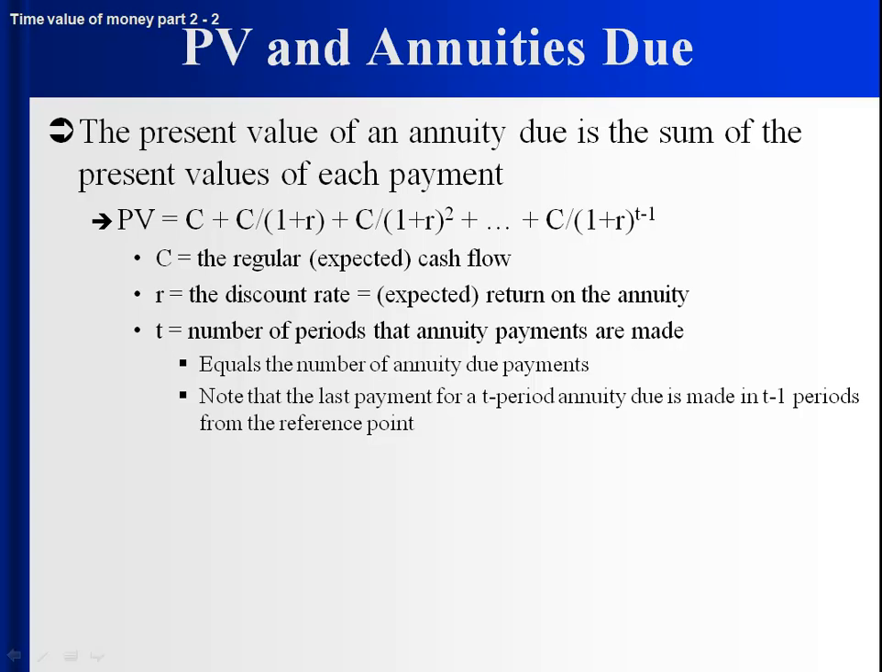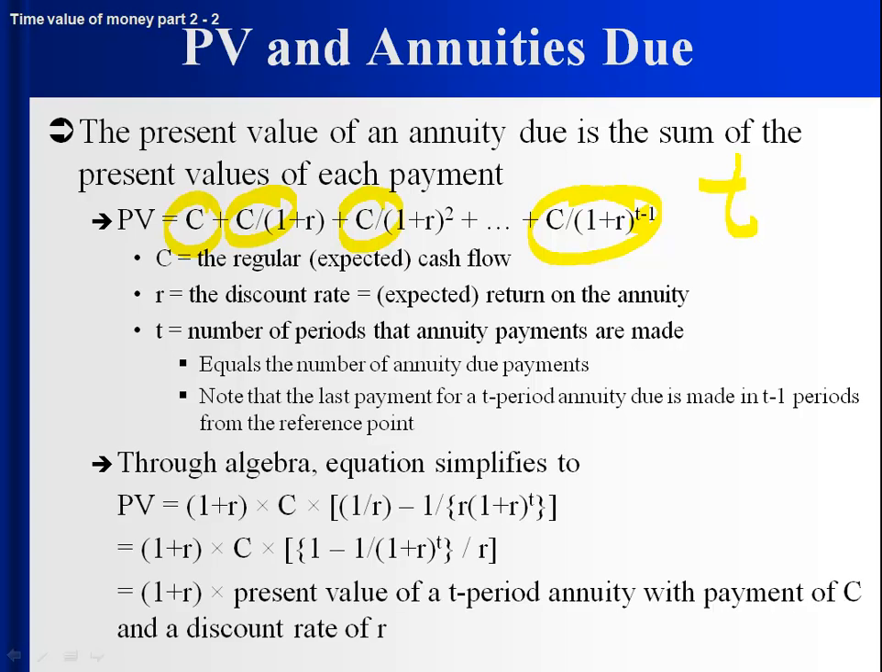What's the present value of an annuity due? It's just the sum of the present values of each payment. So you get the one today, the one in one period, 2, all the way out to the very last one. And even though there's T of them, the last one's made at time T minus 1, and that's what its present value would be. And you can do some algebra, and it simplifies to these expressions, which aren't particularly simple.